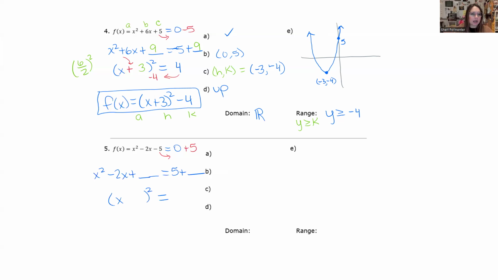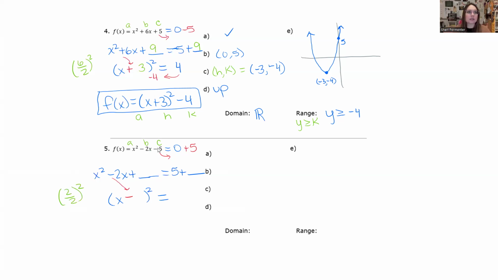And what should the sign be in my parentheses? Negative, because the b value is negative. So this tells me that it's going to be a negative in there. I can label my A, B, and C. And off to the side, I can complete the square. Completing the square is b divided by 2 squared. What is the b value? 2. So I'm going to say 2 divided by 2 squared.